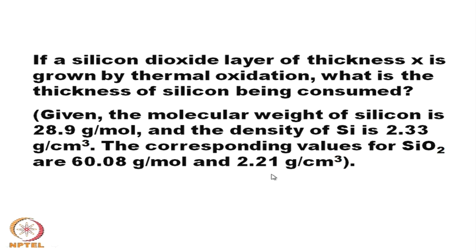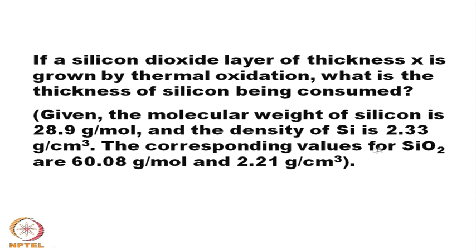If a silicon dioxide layer of thickness x is grown by thermal oxidation, what is the thickness of silicon being consumed? That is a very interesting thing, and the values are given. The molecular weight of silicon is 28.9 gram per mole and the density of silicon is 2.33 gram per centimeter cube. The molecular weight of silicon dioxide is 60.08 gram per mole and 2.21 gram per centimeter cube is the density of SiO2.